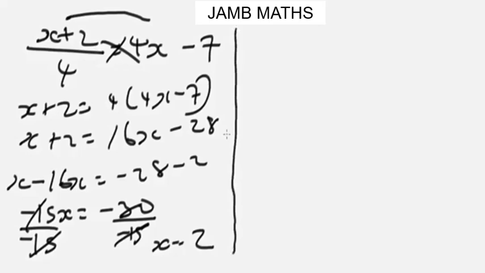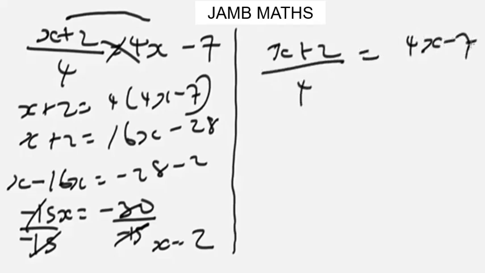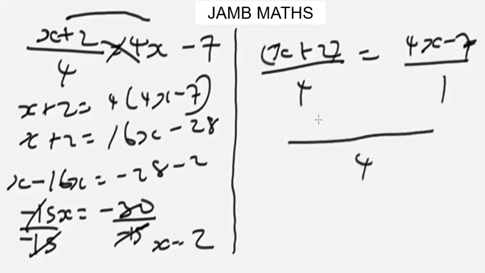Which is the one I prefer. Now, this question, let's apply the second method. We have x plus 2 over 4 equals 4x minus 7. Instead of doing cross multiplication, you bring down 1 here. So you find the LCM. LCM is what? 4. 4 into 4 is 1. 1 times everything here still gives us x plus 2 equals, now 1 into 4 is 4. 4 times everything here, so we have 4 in bracket 4x minus 7.